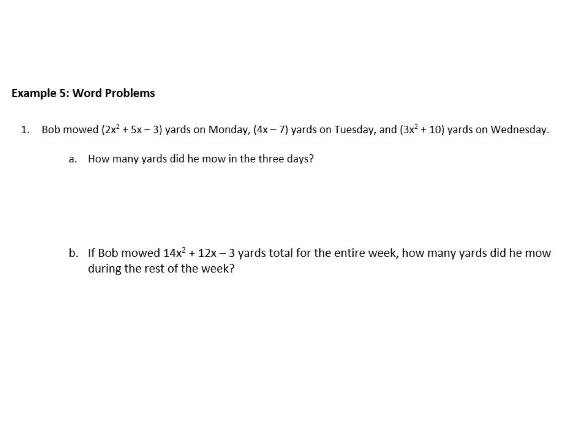All right, this looks a lot like addition here. So we're looking for like terms. Got some x squareds. We got some x's. And we got some constants. So take a second. We're going to add all of those together. 2 plus 3 is 5x squared. 5 plus 4 is 9x. Negative 3 minus 7 is negative 10 plus 10. Well, negative 10 plus 10 is 0. So right here is our answer.